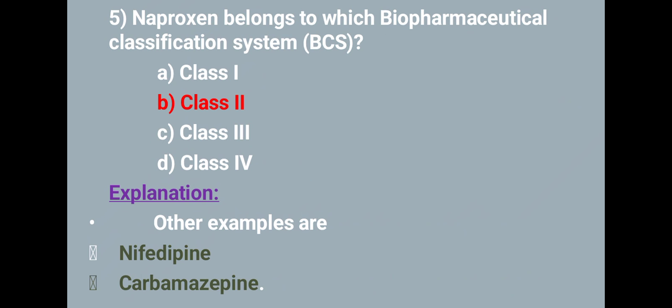Now coming to fifth question. Naproxen belongs to which pharmaceutical classification system? That means BCS classification. So Naproxen belongs to which BCS classification? Means class 1, class 2, class 3 or class 4. There are 4 options given and the correct option is option B, class 2. We can see some other examples of class 2 BCS classification system: nifedipine and carbamazepine. So naproxen, nifedipine and carbamazepine are the examples of class 2 biopharmaceutical classification system.